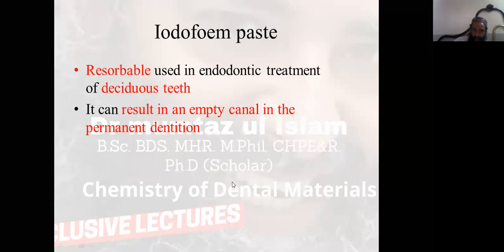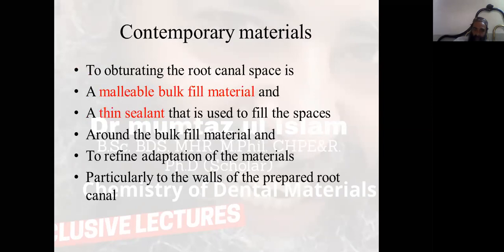Now, iodoform, it is iodoform. R is missing, and E is in place of R. Resorbable pastes are used in endodontic treatment. Iodoform pastes are resorbable and usually used in deciduous teeth, and result in an empty canal in the permanent dentition because they can be leaked out.